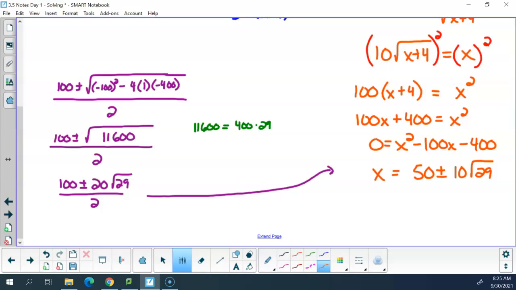Okay? Now, let's check this. 50 plus 10 square roots of 29 is 103.852, and 50 minus is negative 3.852. Okay?